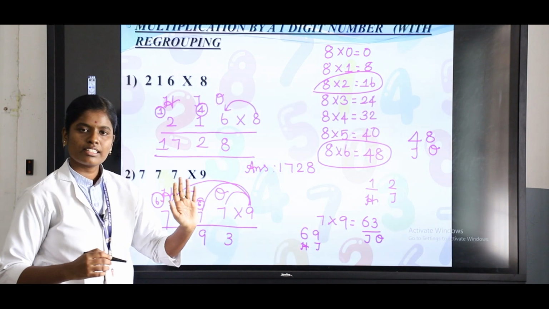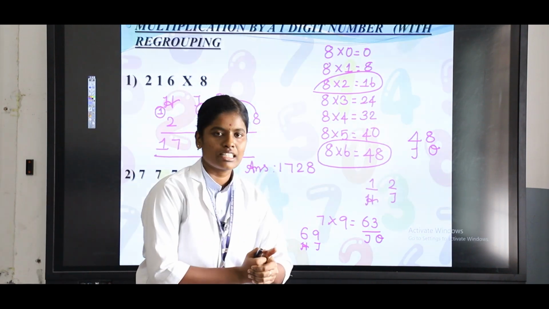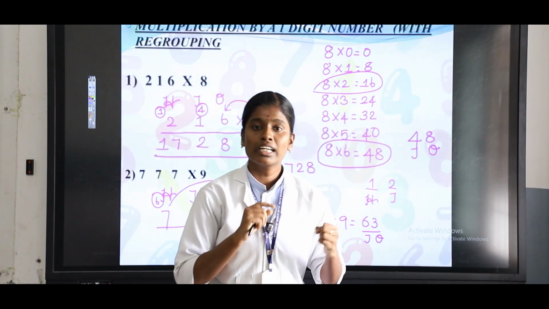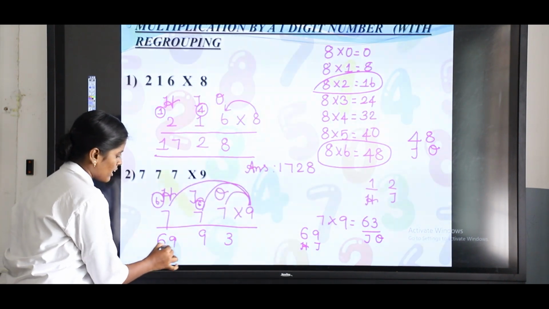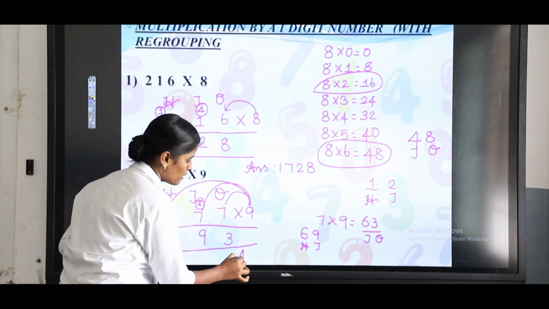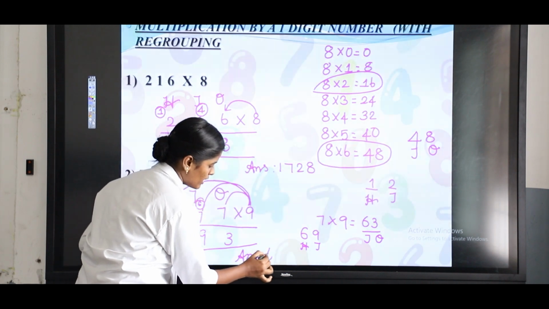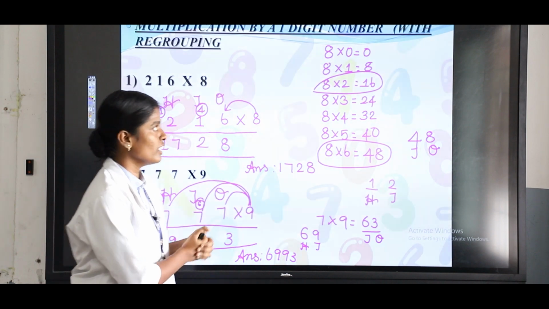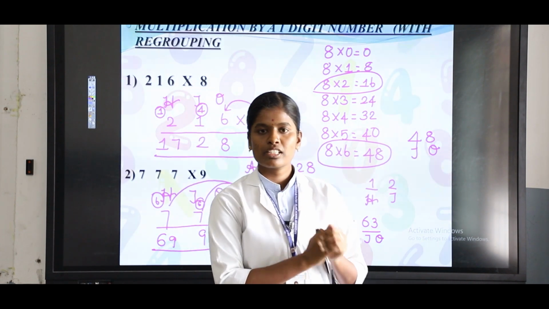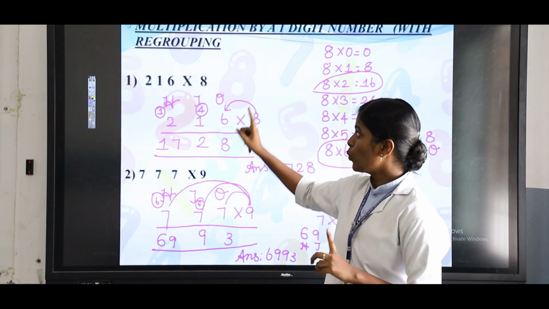Next you will take 9 sevens are, again 9 sevens are 63. Now keep 63 in the mind, 6 in the finger. So the answer is 69. And finally write the answer 6993. The topic name is multiplication by a single digit number with regrouping.